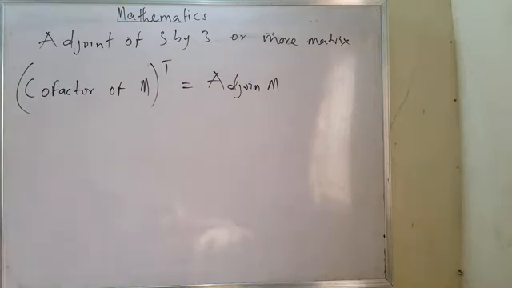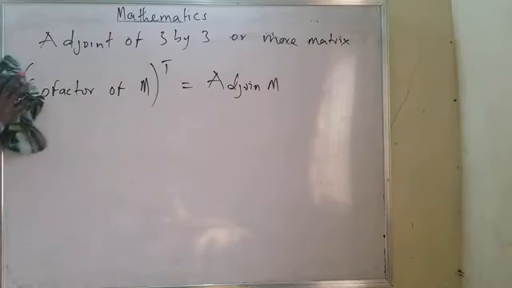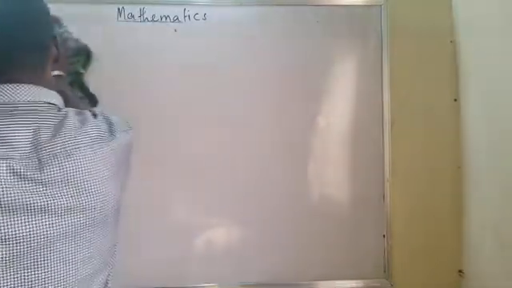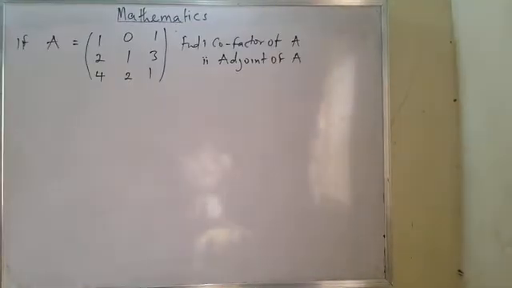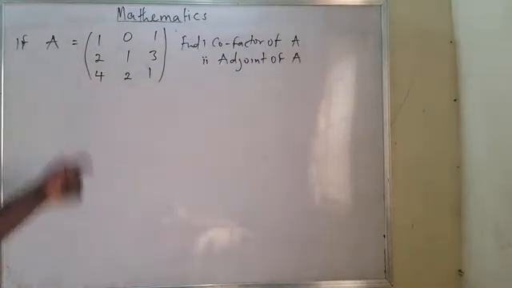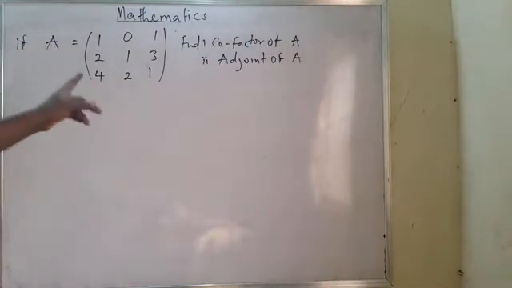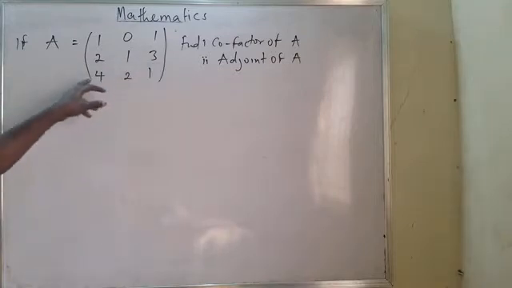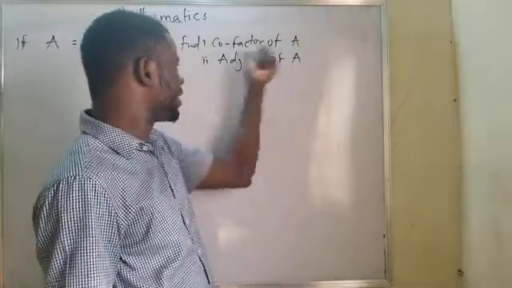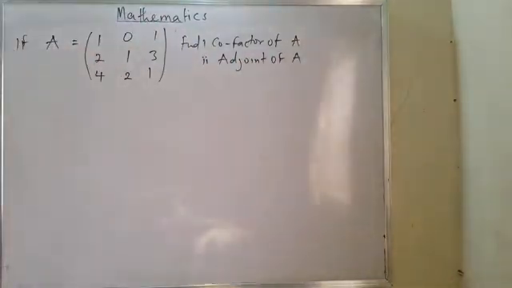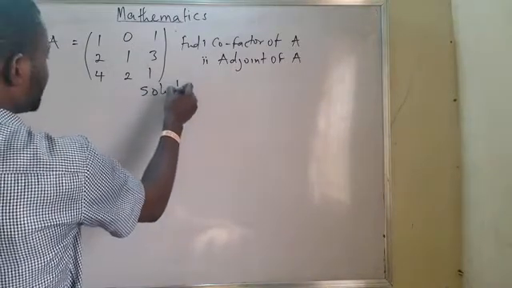Now, I will be giving an example to illustrate my point so that you'll be able to see it clearly, because time is not on my side anymore. Okay, look at this question. I have A equals to 1, 0, 1, 2, 1, 2, 3, 4, 2, 1. Find 1, the cofactor of A, 2, the adjoint of A. Let's try to play around with this question, the solution to this problem.